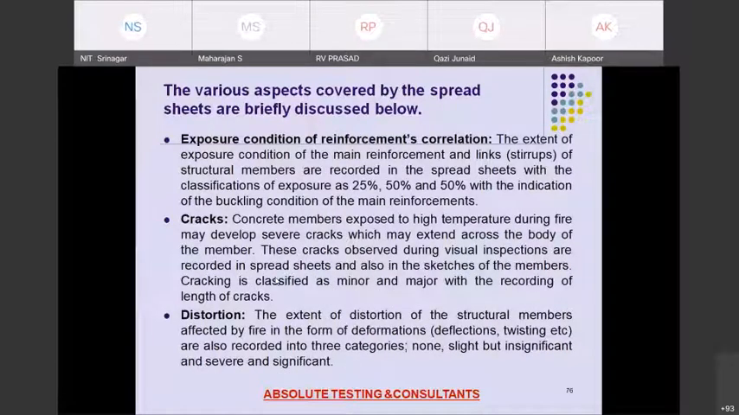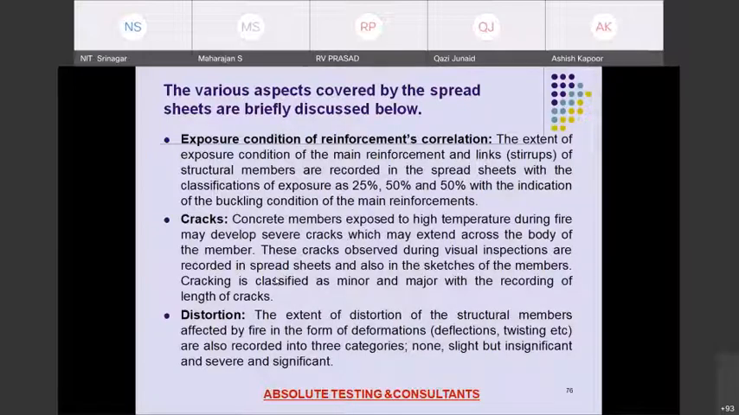Then the exposure condition of reinforcement is correlated. That is, how much of the reinforcement is exposed: 25, 50, or more than 50%, with an indication of the buckling condition of the main reinforcement. Then cracks due to heat. By visual inspection, you can find out whether there are structural cracks or not.